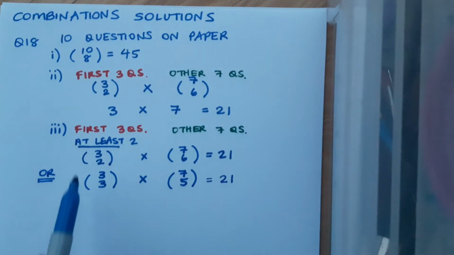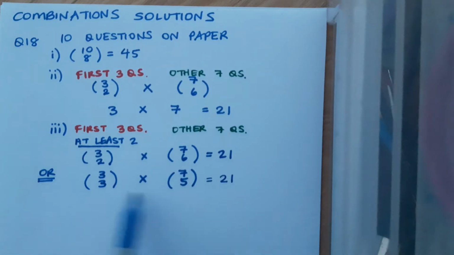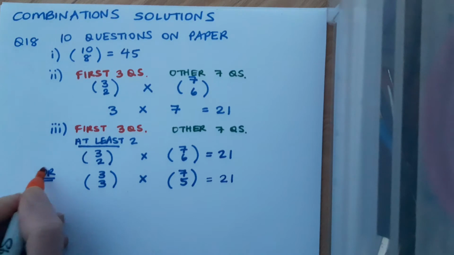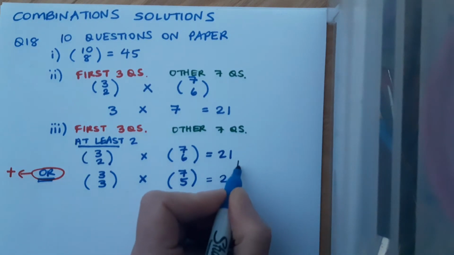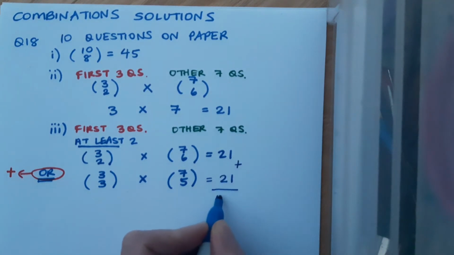And since I want either this first scenario or the second scenario to happen, then what I'm going to do is add those 2 together, because don't forget, in anything to do with probability or permutations or combinations, the word or indicates addition. So my solution here is going to be to add these 2 options together. And so there are 42 ways in which I can choose at least 2 of the first 3 questions.